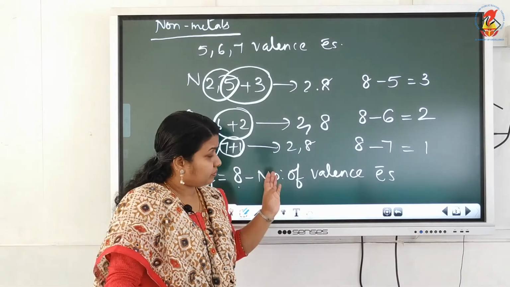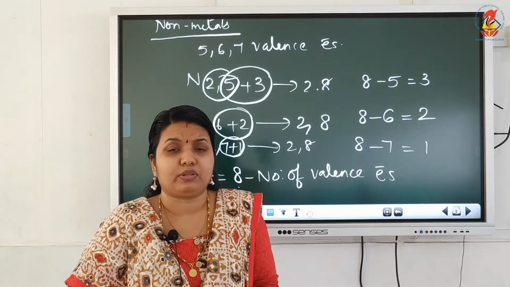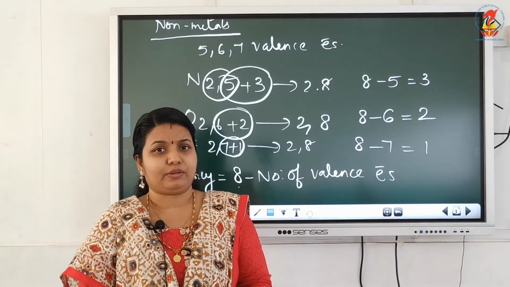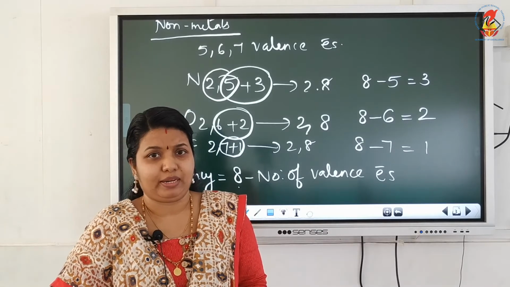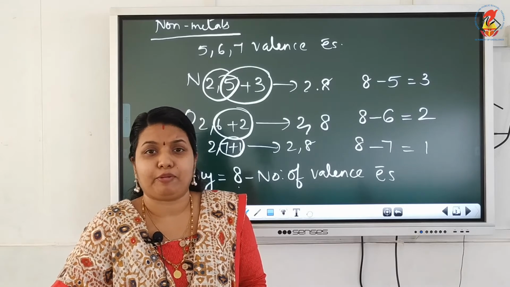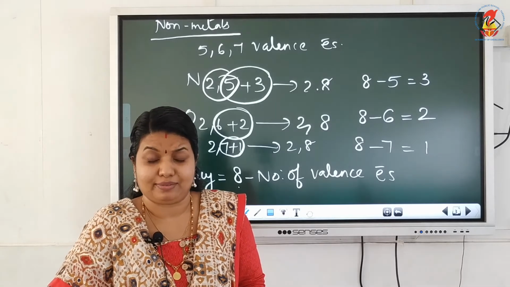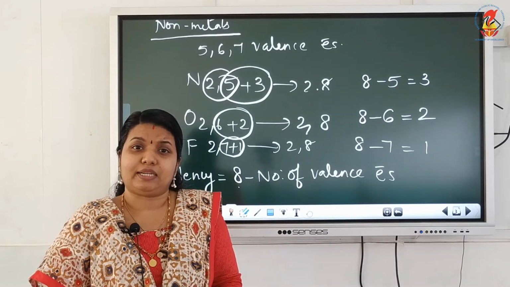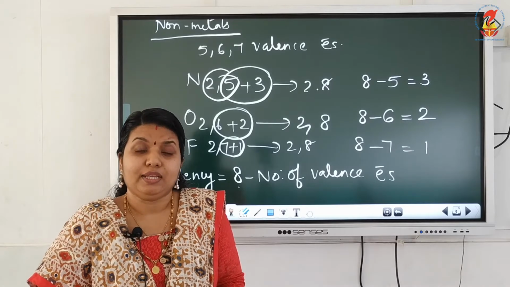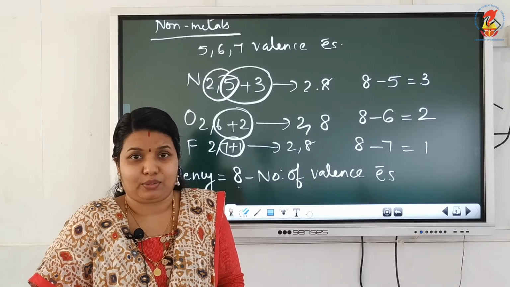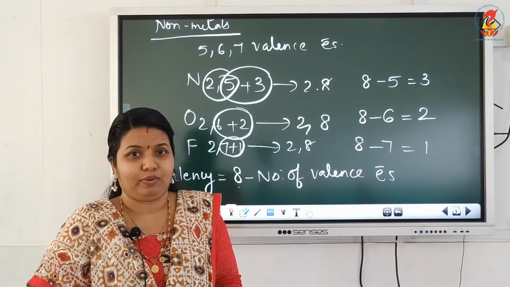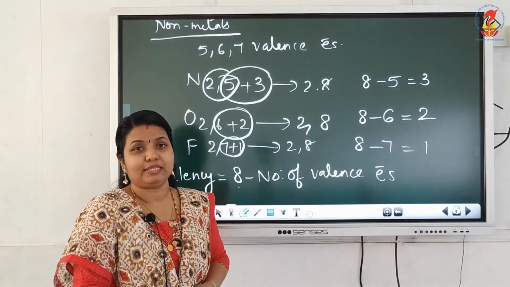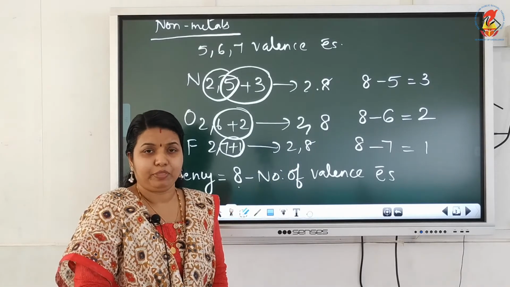Is it clear to you? So, metals generally have 1, 2 or 3 valence electrons. So, their general tendency is to lose these electrons and get the configuration of the nearest noble gas. So, valency is equal to number of valence electrons. But for non-metals, they have 5, 6 or 7 valence electrons. So, their general tendency is to gain 3, 2 or 1 electron to get the configuration of the nearest noble gases. So, we can see that valency is equal to 8 minus the number of valence electrons. Okay, for non-metals.